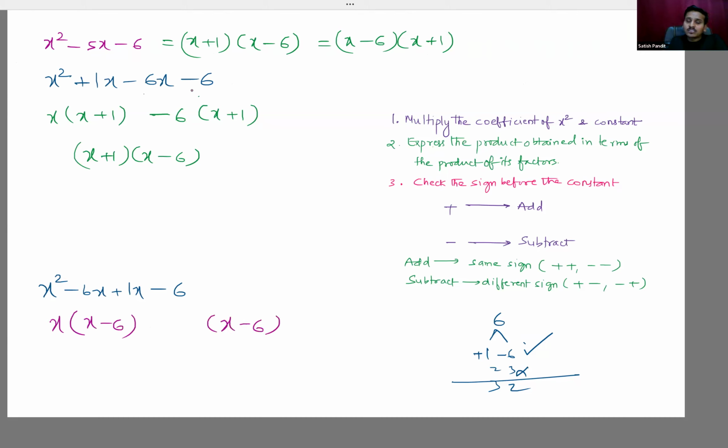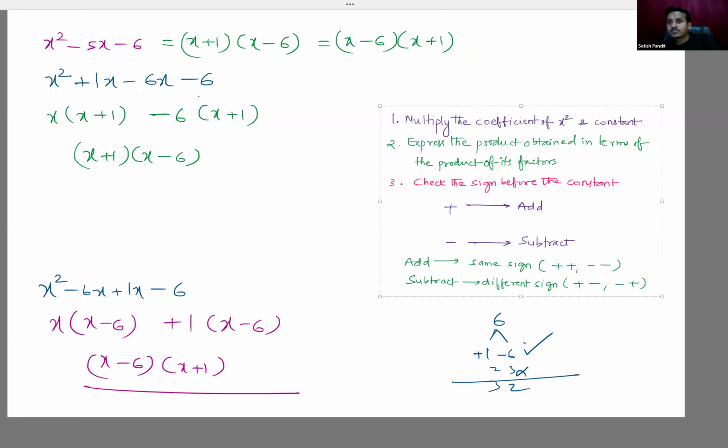Think of one number so that if you multiply this one, you get the next two terms. That is actually plus 1. So x minus 6 into x plus 1. It's the same thing, right? The only difference is we have got this one next and this one first. That's all. But the answer is the same, right? Clear? Next question.